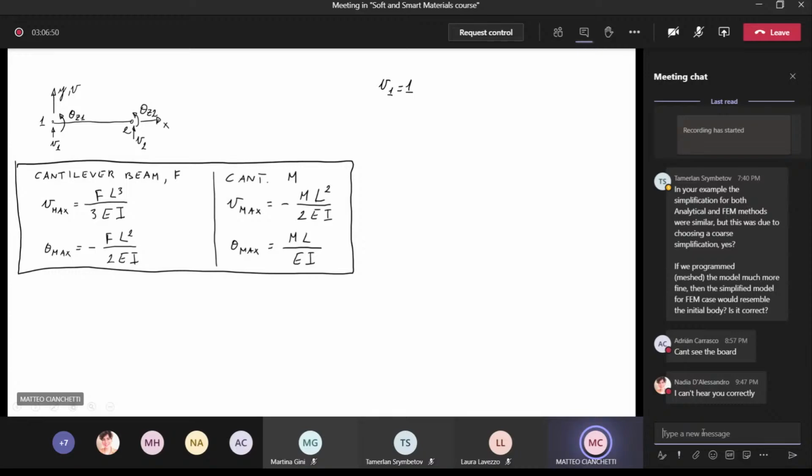Okay. So V1 equal to 1, and the other degrees of freedom set to 0. So V2 will be equal to 0. The rotation about Z on 1 and Z on 2 will be 0 as well. So if we make this drawing, of course it is not very good, sorry for this, I will try. Not bad.